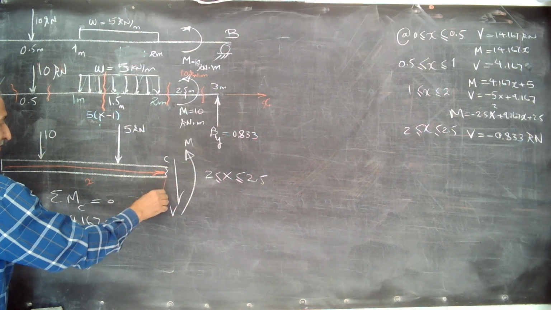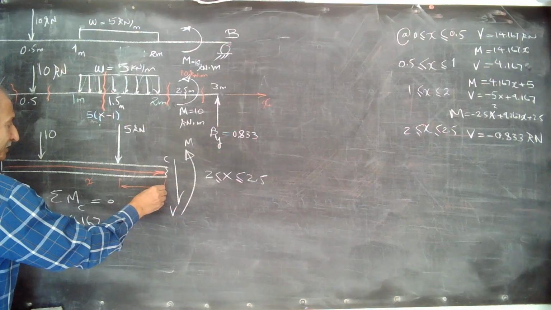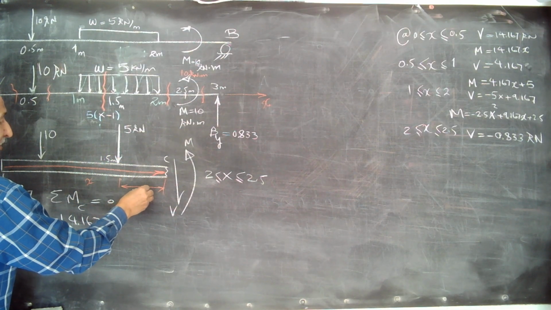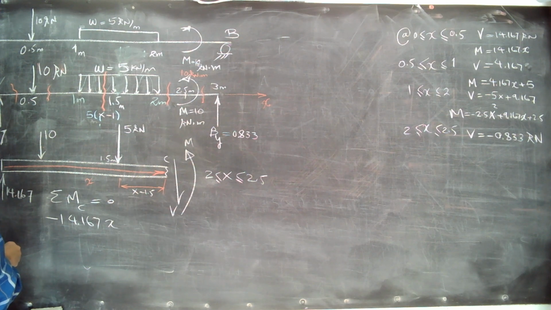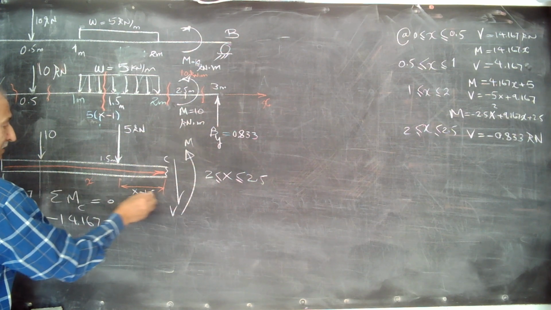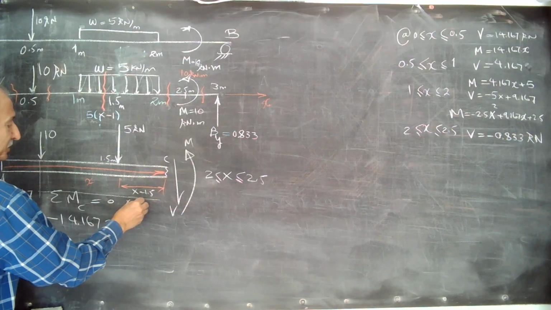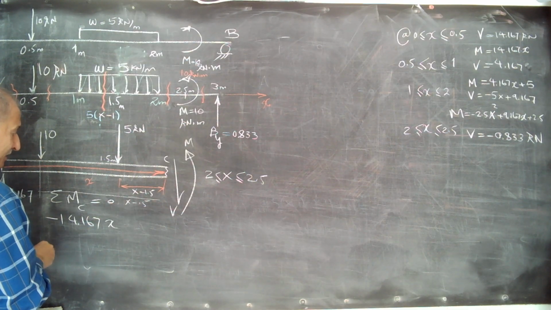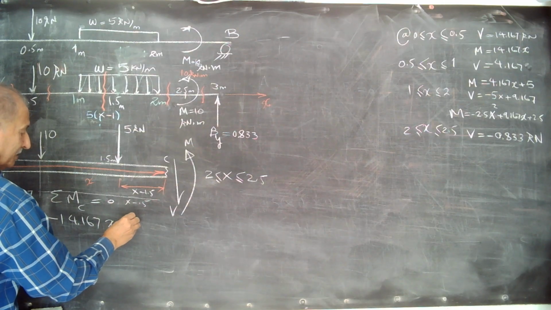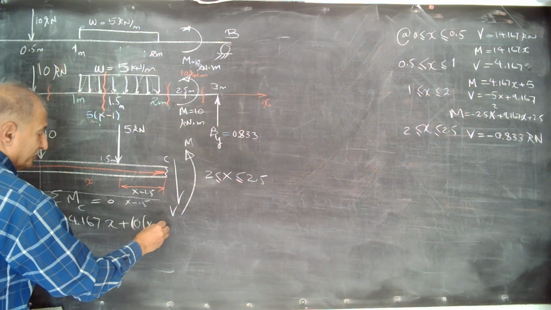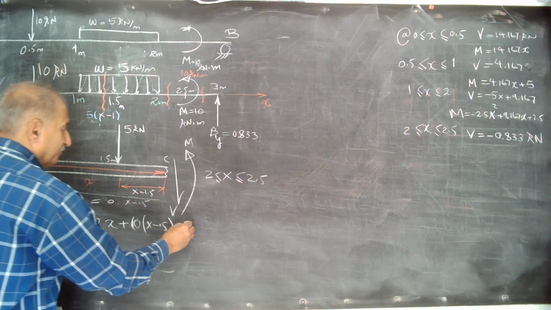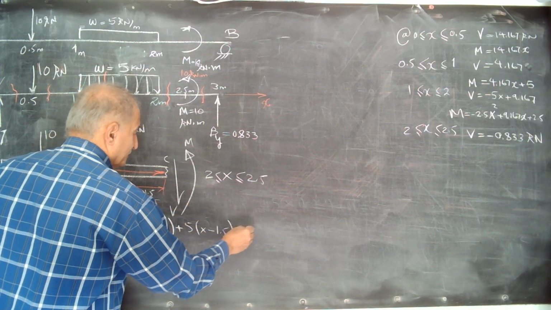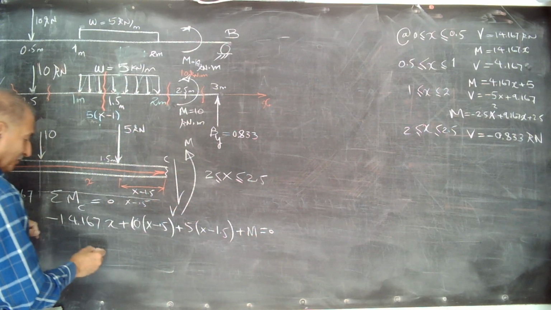Let's write the distances. This one is x at x equal to 1.5 meter. This is x minus 1.5, and this one is x minus 0.5. Okay, 10 times x minus 0.5 plus 5 times x minus 1.5 plus M equals 0.